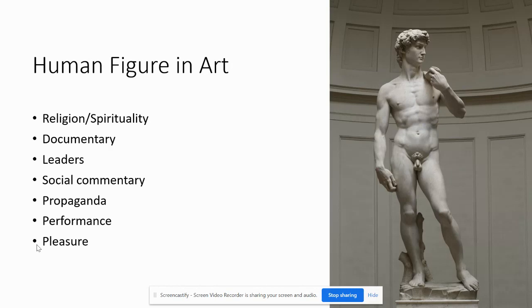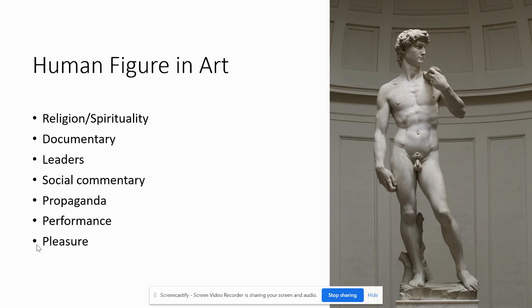Now, the human figure in art is represented in several themes. The first one here being religion and spirituality. So we see representations of human-like gods or humanoid gods. Documentary: history paintings, paintings that represent particular individuals, which leads us to leaders, representations of leaders. So this could be sculptures, paintings, photographs, also social commentary. And we'll talk a little bit more about that.